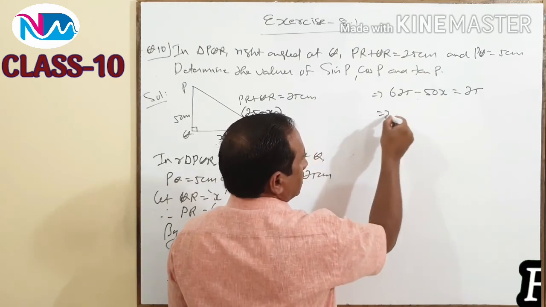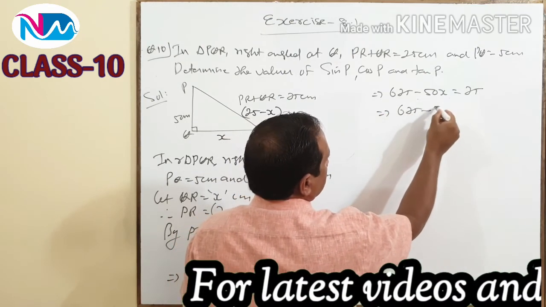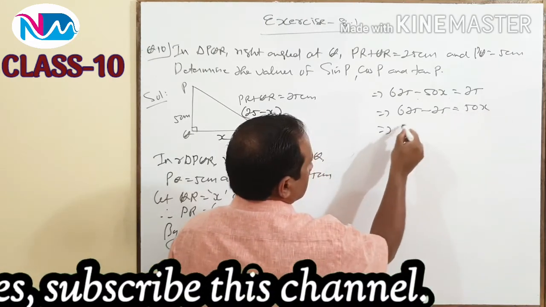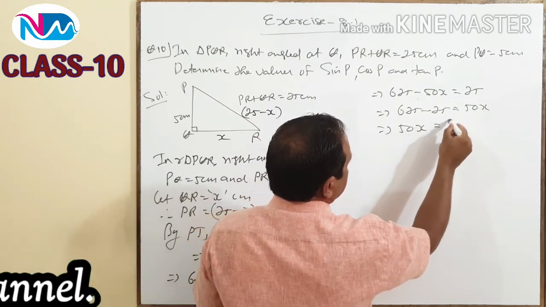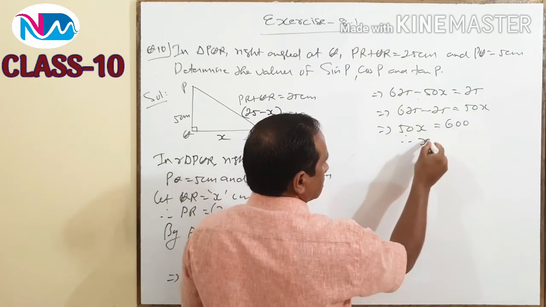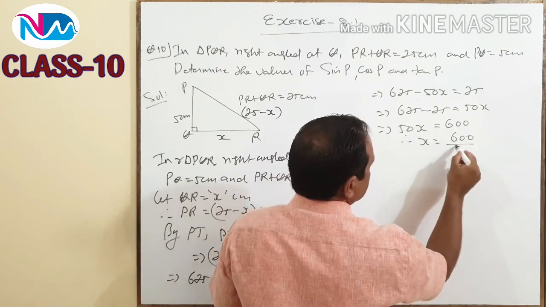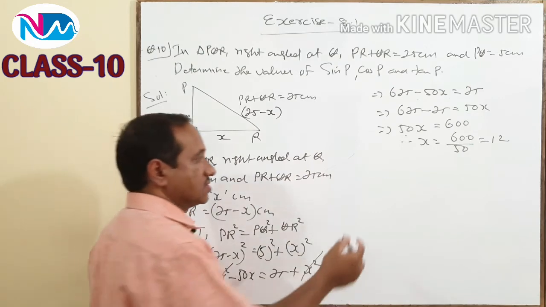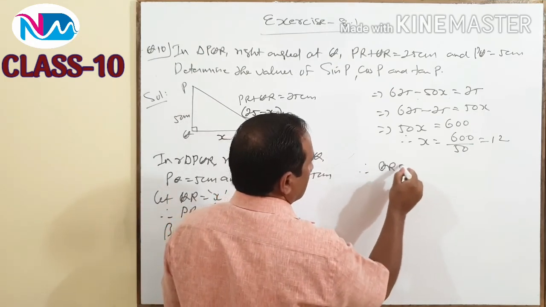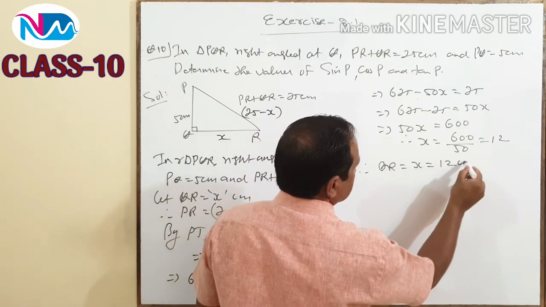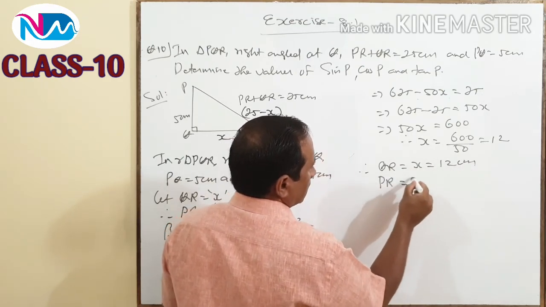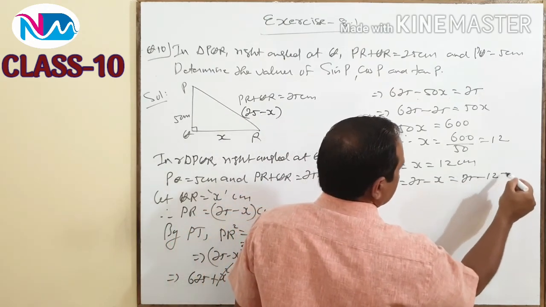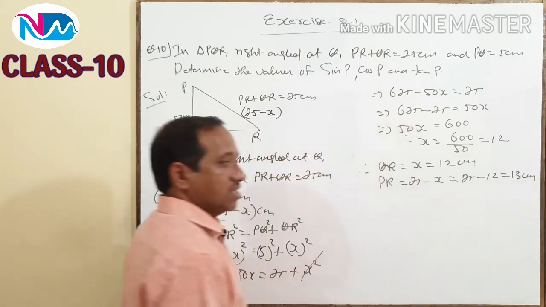25. Taking 50X to RHS, 25 to LHS: 625 minus 25 is equal to 50X. That gives 50X is equal to 600. Therefore, X is equal to 600 by 50, which is 12. So, we are getting the value of X. Therefore, side QR is equal to X, which is 12 centimeter. Side PR is equal to 25 minus X, 25 minus 12, that is 13 centimeter.